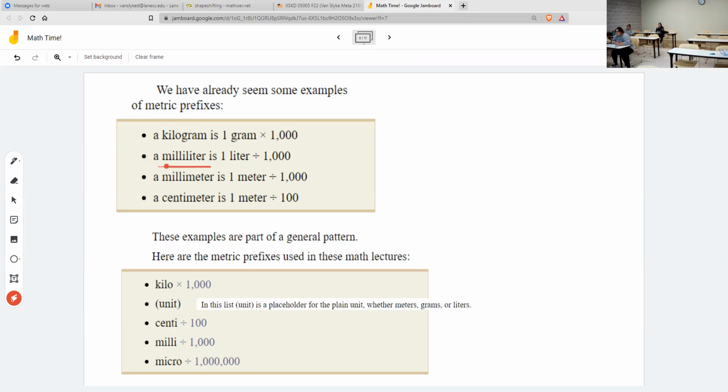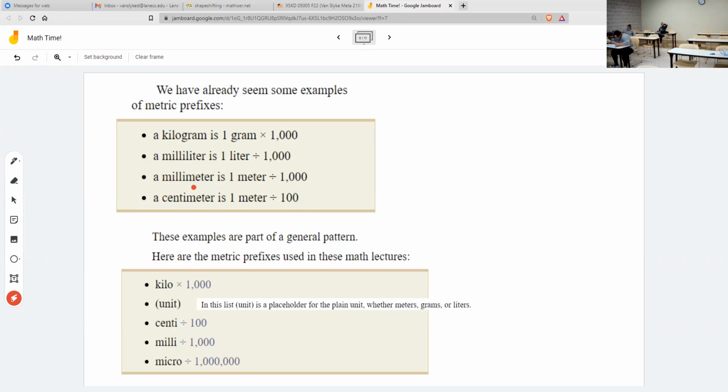We had a milliliter. It was 1 liter divided by 1,000. And we had a millimeter, which was a meter divided by 1,000. This classroom doesn't have a meter stick, but you've probably seen them because they're like yardsticks. And there's 1,000 millimeters. Our rulers will usually have millimeters as the little marks that are about as big as the width of your fingernails. And a centimeter is a meter divided by 100, like cents. There's 100 cents in a dollar. Milli is 1,000, like a millennium is 1,000 years.